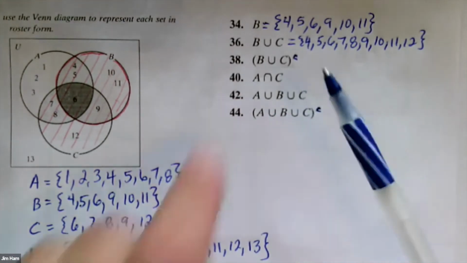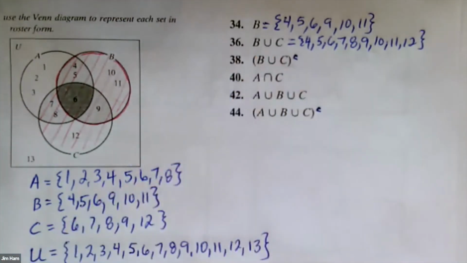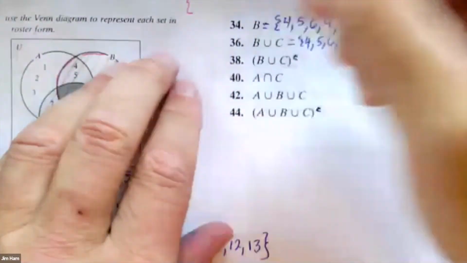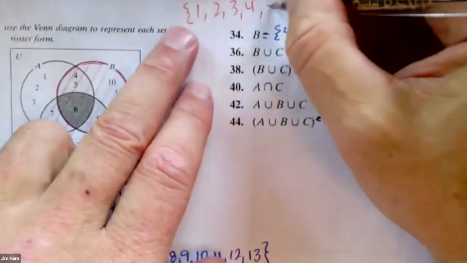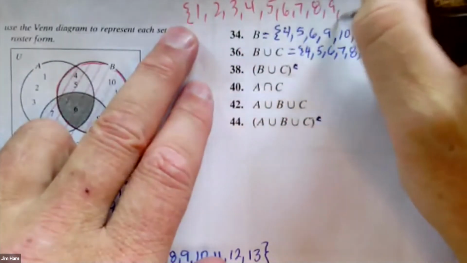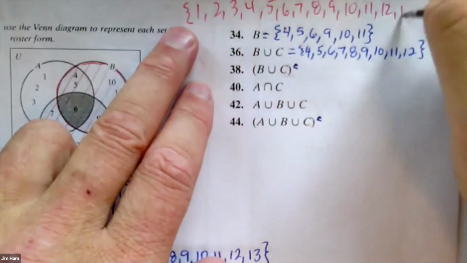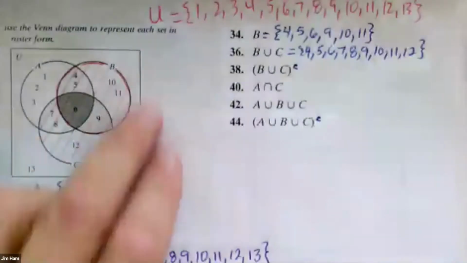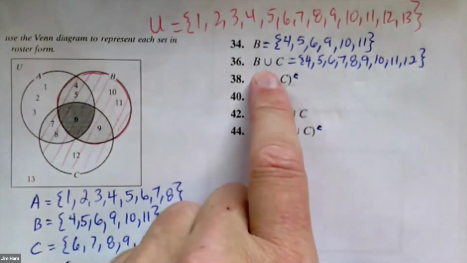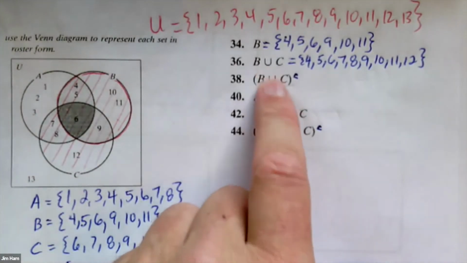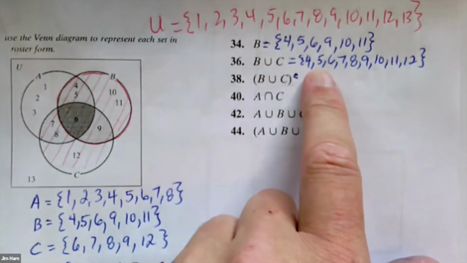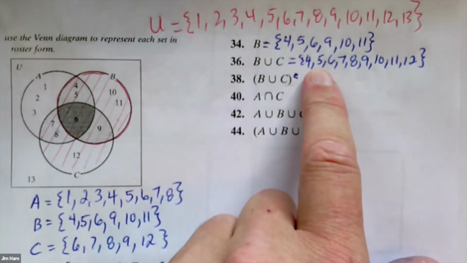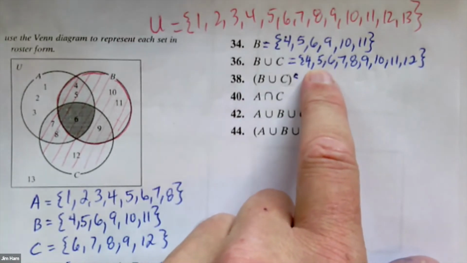Since we've already calculated B union C, let me show you a way that you can find the complement of that. You can list all of the elements from the universal set, 1, 2, 3, 4, 5, 6, 7, 8, 9, 10, 11, 12, and 13. That's the universal set. If you know B union C, to find the complement of B union C, you just go through the universal set and cross out all the elements from B union C. Everything that's left is in the complement of B union C.